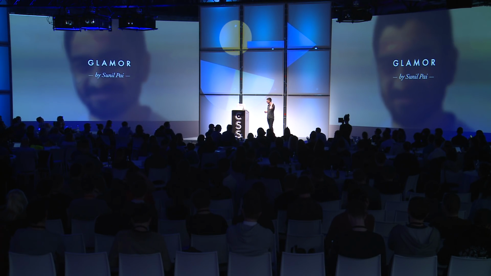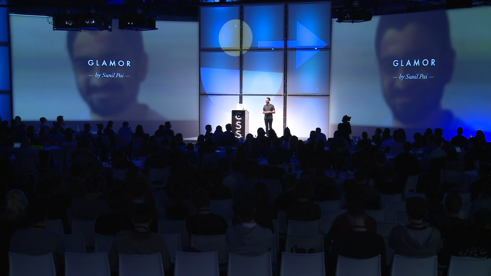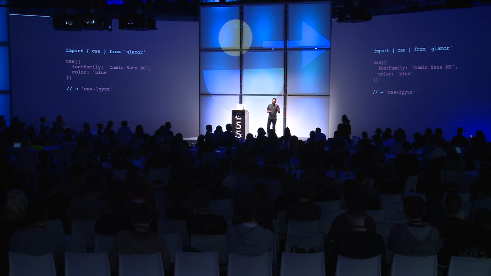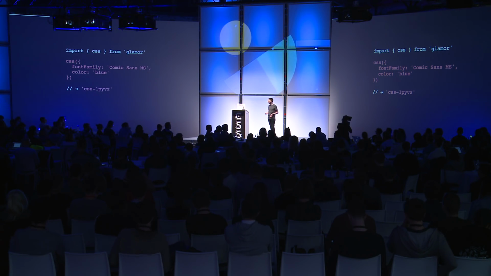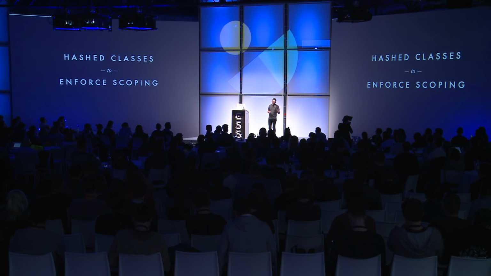What we're going to do now is take a quick look at a library that does this. This is Glamour from Sunil Pai. And basically what it does is it allows you to define your CSS in JavaScript. But the key thing is that whenever you define a set of rules like this, it generates a class for you automatically. So that means that you don't have to worry about scoping it in the global namespace. That's handled for you. And so the hashing of classes is done for you rather than by name, by hand. And so we're enforcing that scoping at development time.